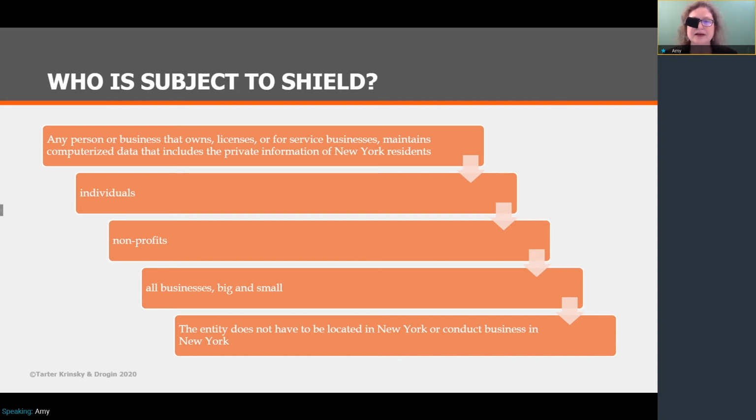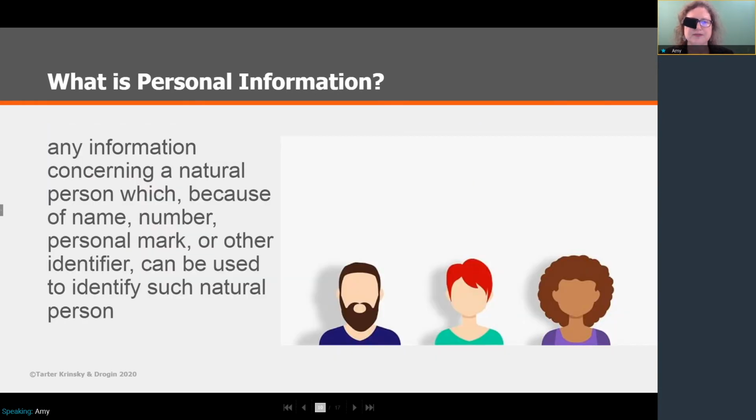And again, this entity that has the data of New Yorkers does not have to be located in New York or even conduct business in New York. The important feature of SHIELD, and why the law was written this way, is to encompass anyone who might touch the private information of a New York resident.